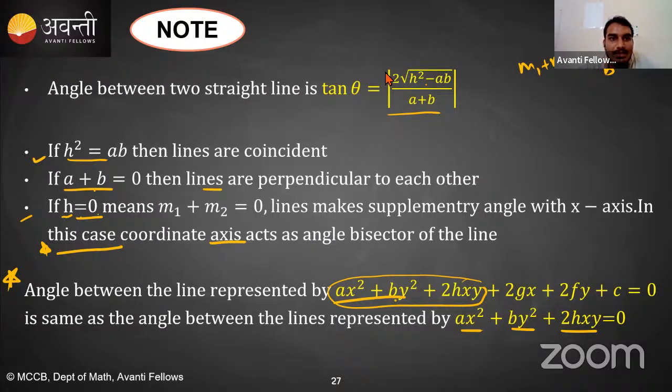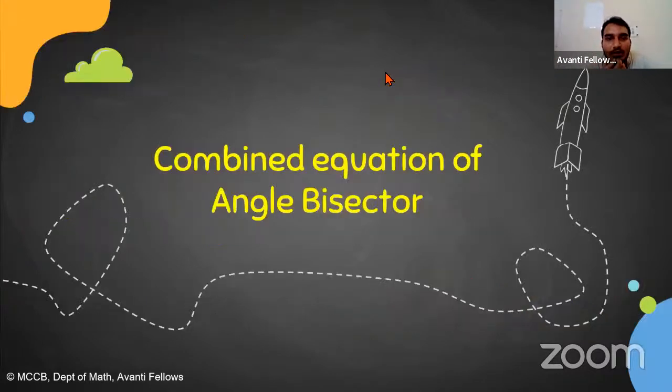Okay. If it is clear, students, now let's proceed to the next part. It is also a very simple exam topic. It is the combined equation of angle bisector. So in today's class, I am just covering the theory. In tomorrow's class, we will do the questions on the combined equation of angle bisector of a pair of straight lines. That's why I am first doing the theory, so that it is easy to apply more concepts in a single question.